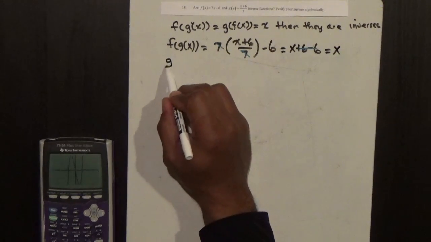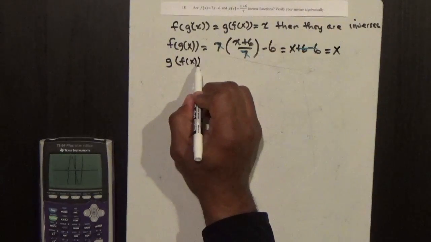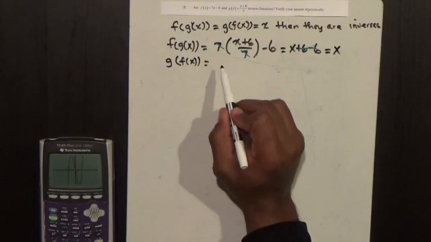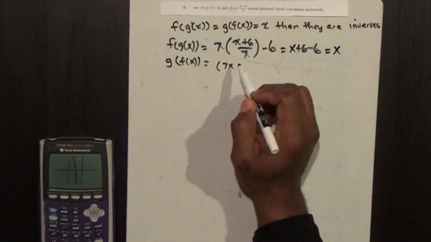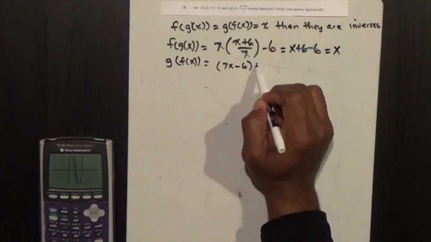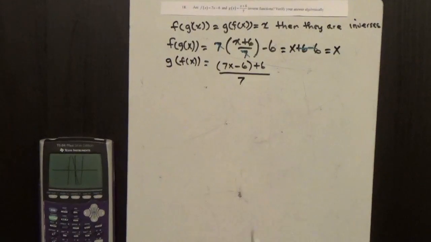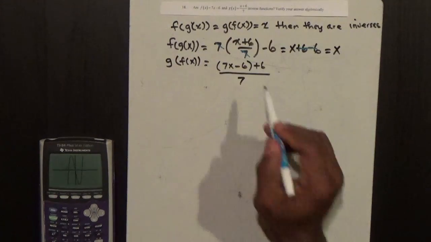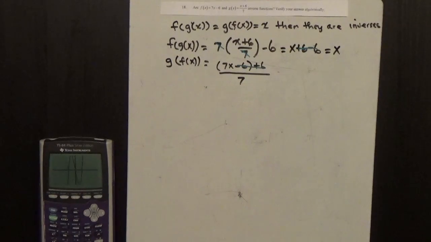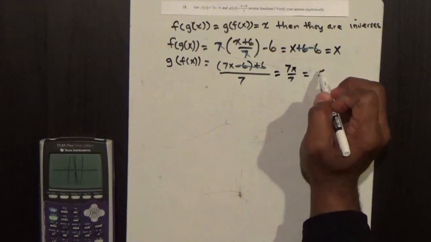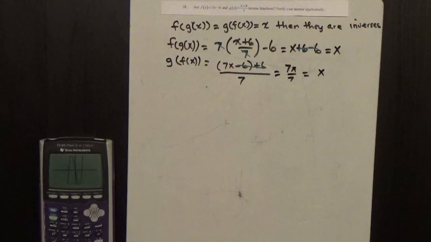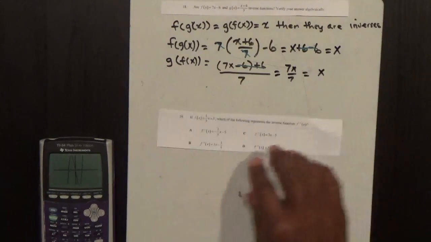We do the same thing with g of f of x, just to be clear. If I plug f of x into this function, I'm going to get 7x minus 6 plus 6 all over 7. The first thing that cancels are my 6's in this case. That leaves us with 7x over 7, which is equal to x because my 7's cancel. And so they are inverses, and that's how you verify your answer algebraically, and that's what you'll be asked to do.